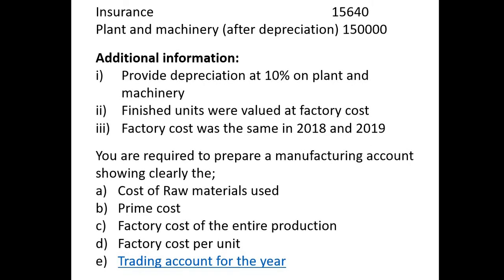You are required to prepare a manufacturing account showing clearly the following. Part A, cost of raw material used. Part B, the prime cost. Part C, factory cost of the entire production. Part D, factory cost per unit. And lastly, to prepare trading account for the year.